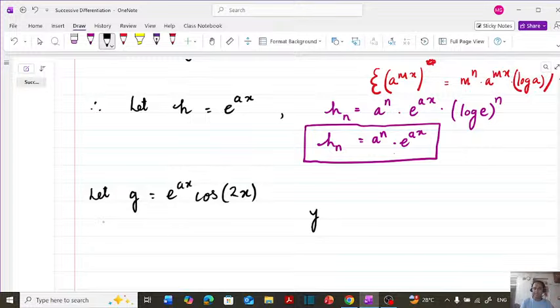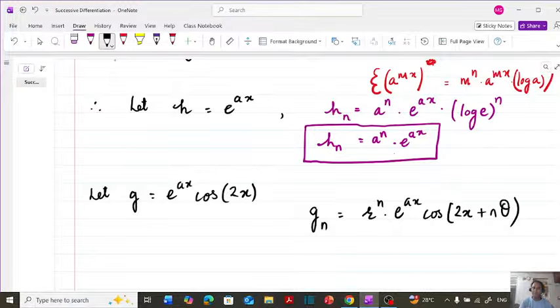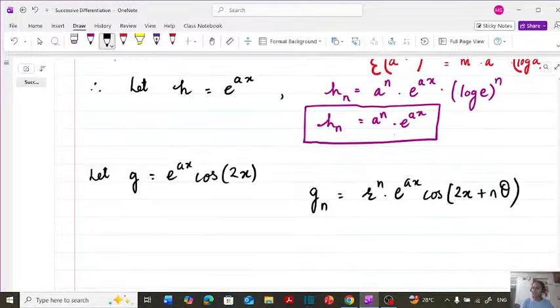It's going to be yn. Instead of yn we'll use gn now, right? So gn is going to be r to the power n e to the power ax, and then there will be cos 2x. Now c is not there, so you just skip that because it's not used anywhere in the formula, and there is n theta. Now you need to mention what it is going to be with r and theta and n.